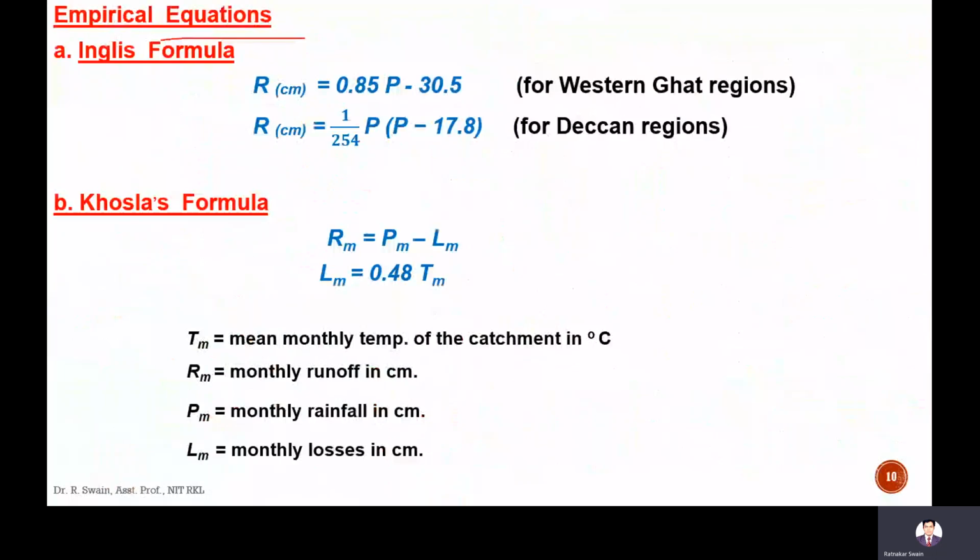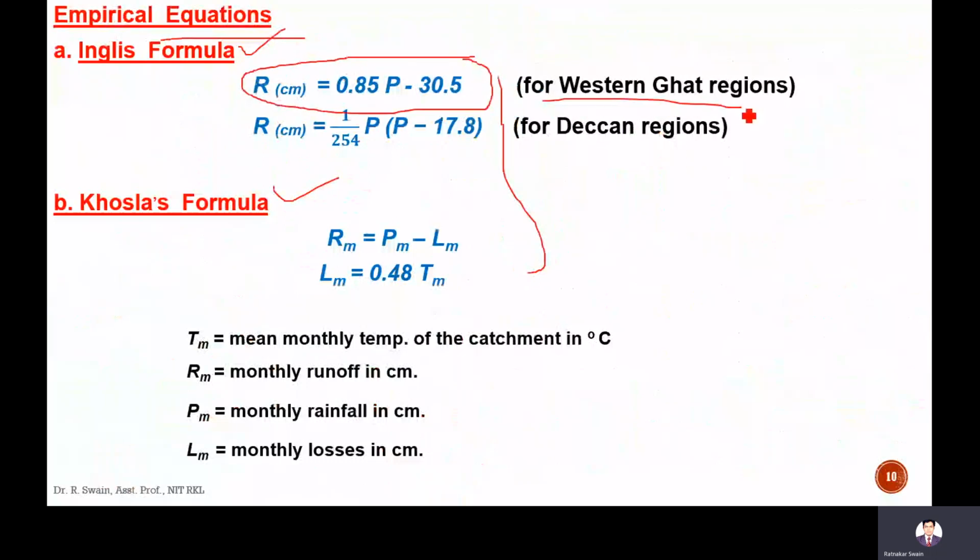Next are the empirical equations for runoff calculation. There is the English formula and the Koslak formula. There is no physical basis for these formulas, which is why they are rarely used. They are basically limited to the watershed where the research has been done.